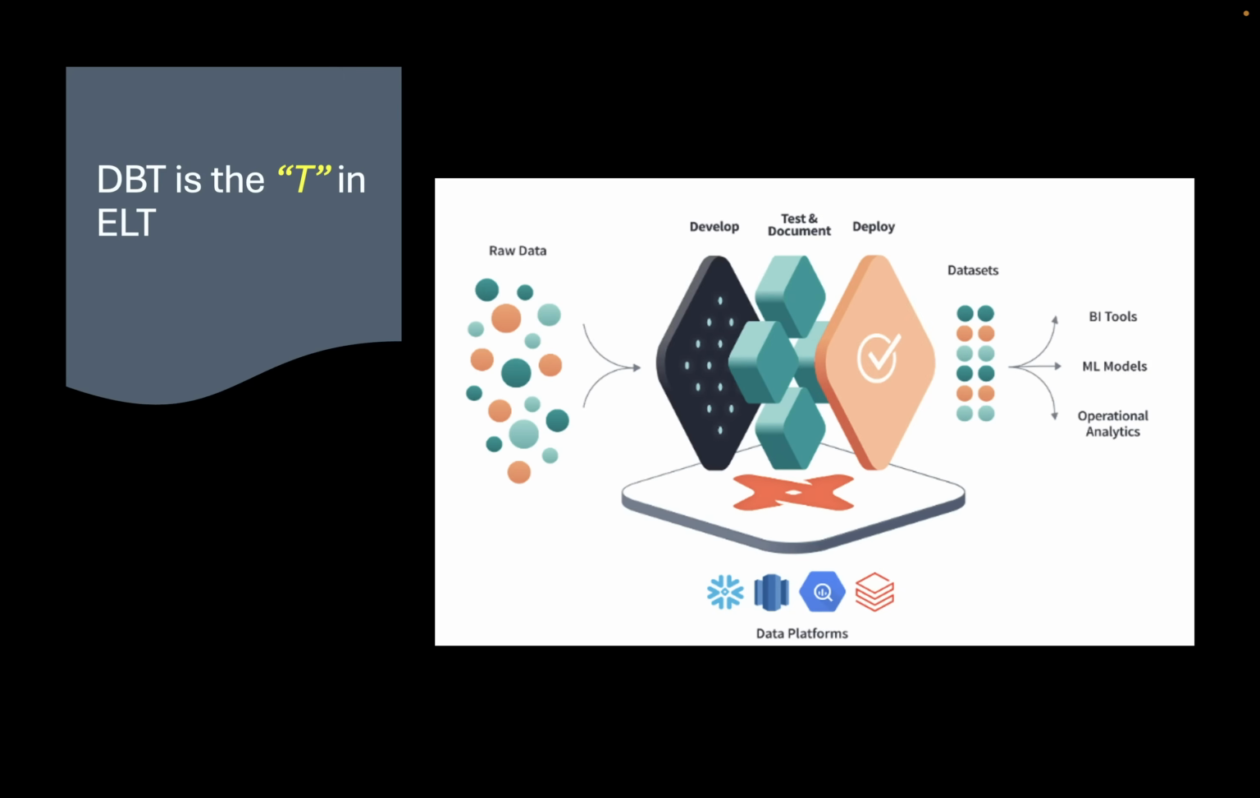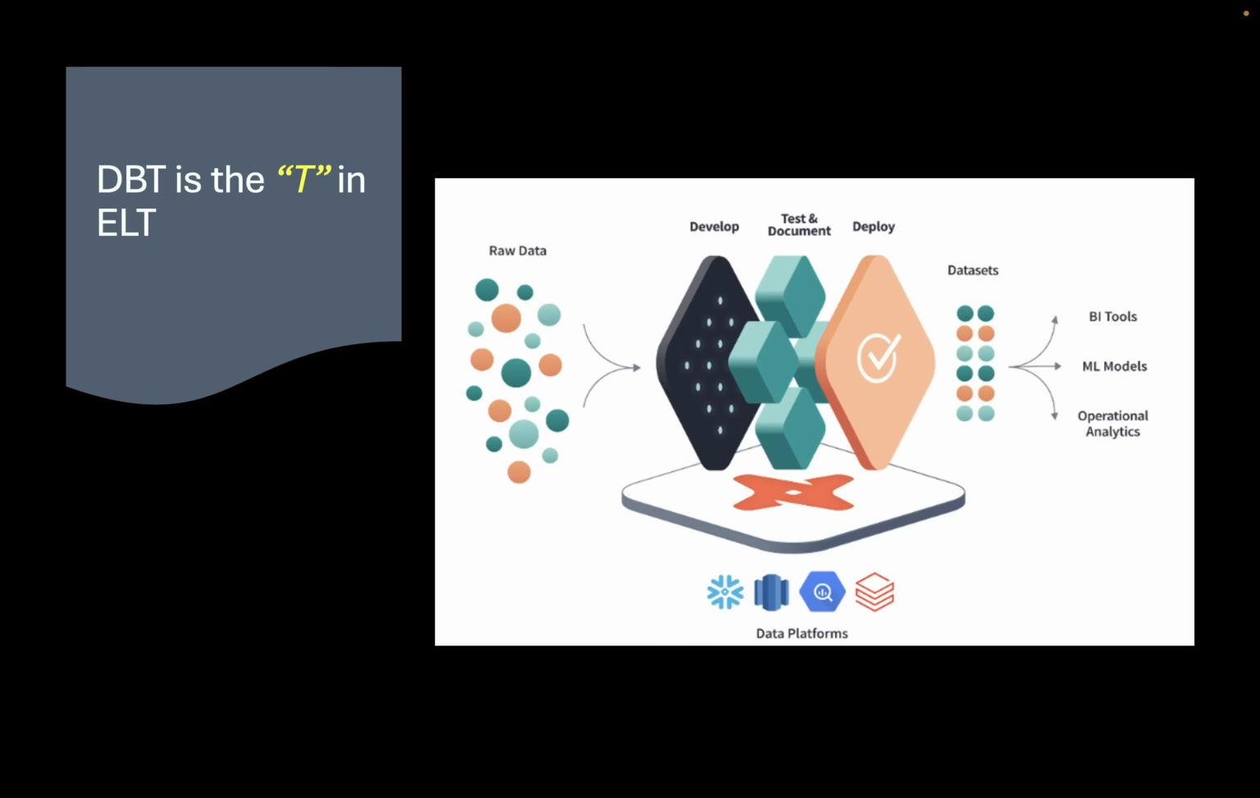So basically DBT only comes in after you have loaded your data into your data warehouse. So you can see in this diagram here, you bring your raw data and then you load it into your data warehouse. So if you have BigQuery, Redshift, Snowflake, Databricks, you bring that data into your data warehouse first, and then from there DBT comes in, does the transformations, and then writes it into dedicated schemas. From there, your analytics team can go ahead and use that data.